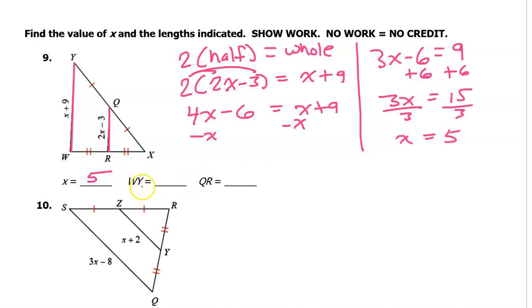What about WY? Well, WY is x plus 9. So that's going to be 5 plus 9. So that's 14. So WY is 14. Let me make this really clear. So if this is 14, and that is going to be double the length of QR, then that tells me that QR is 7.